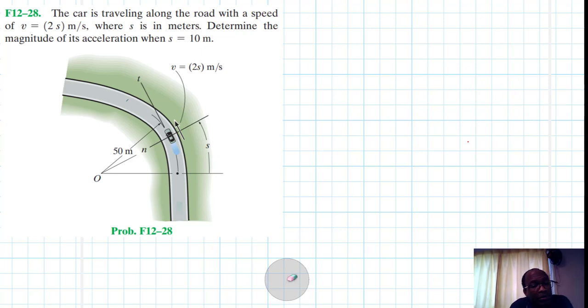This problem is coming from engineering mechanics, Engineering Mechanics: Dynamics, 14th edition by R.C. Hibbeler.